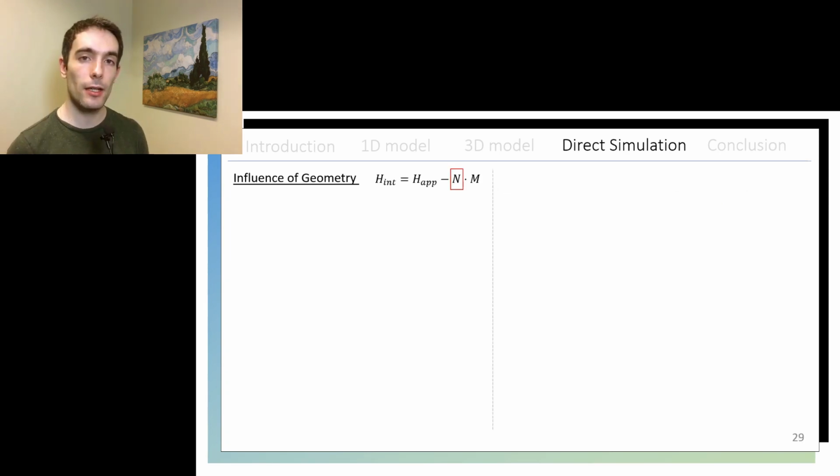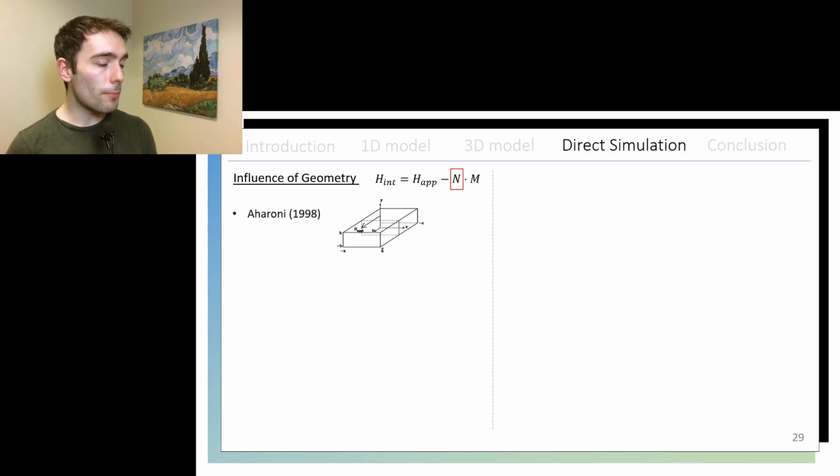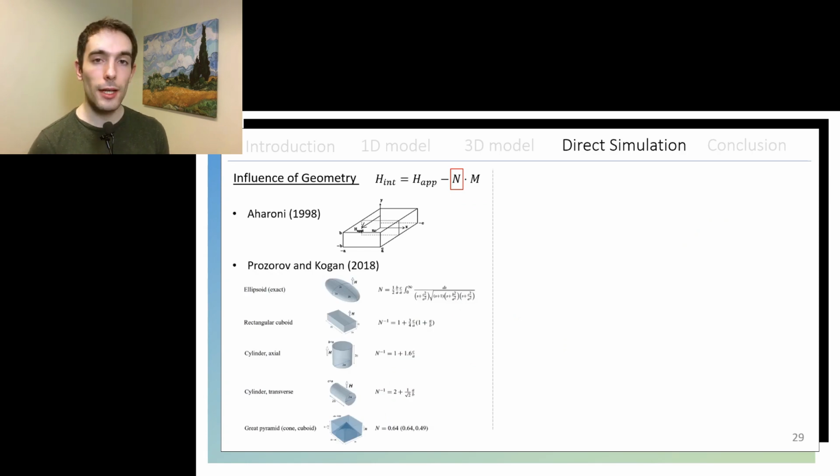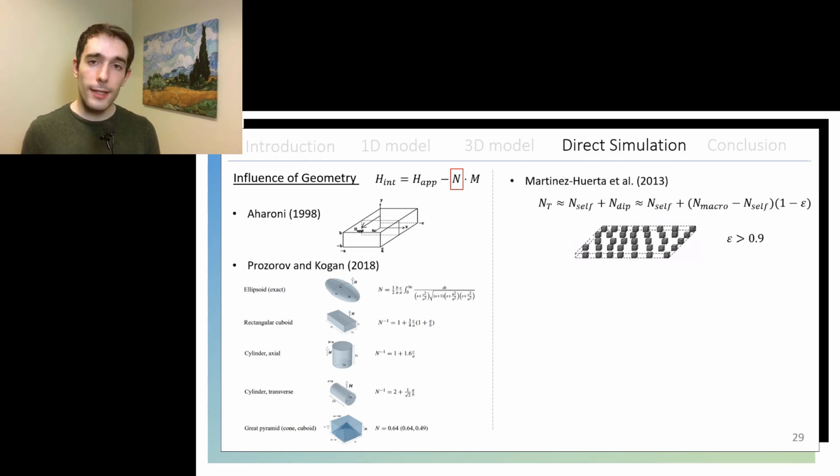As I have explained earlier too, the geometry of the regenerator highly influences the perceived magnetic field. So the effort has been to approximate that demagnetization constant I talked about earlier. And so Aroni provided an average value for that demagnetization constant for rectangular prisms. And then Pozarov and Kogan more recently provided more average values for different geometries like cylinders, cones, and pyramids. However, what we're really interested in for the simulation of magnetic regenerators would be the demagnetization of clusters of particles, because we have a porous structure in the regenerator.